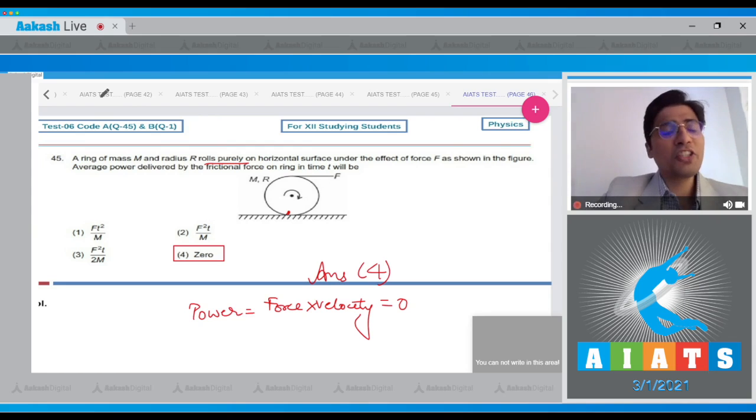Dear student, this concludes the discussion of the quick solutions of this AIATS for the OIM batch, that is test number 6. I hope you understood all the solutions.